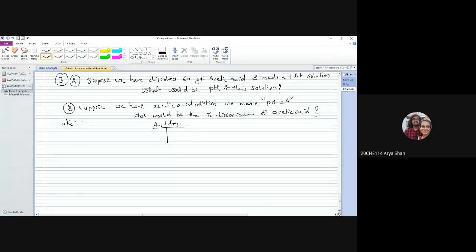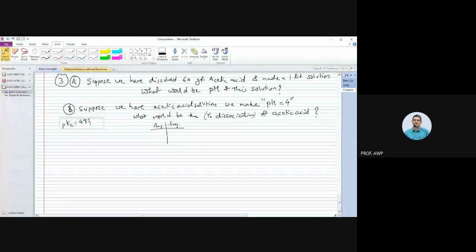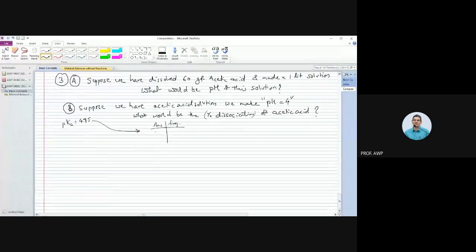So we had to find dissociation, right? I've taken pKa as 4.75. Correct. So pKa you have taken as 4.75. Whoever has another solution, his pKa is matching or not matching? I got the answer as 15% dissociation with pKa 4.75. You are getting 15% dissociation.